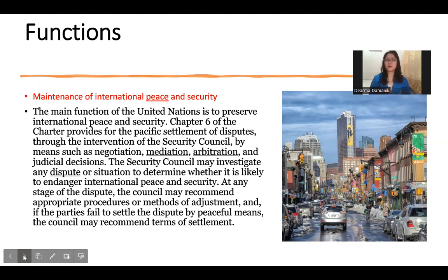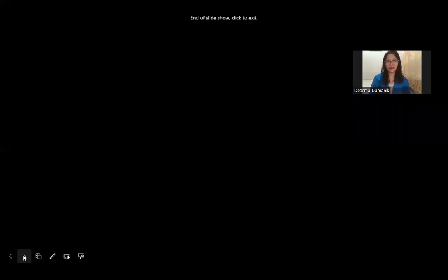Chapter 6 of the Charter provides for the peaceful settlement of disputes through the intervention of the Security Council by means such as negotiation, mediation, arbitration, and judicial decision. The Security Council may investigate any dispute or situation to determine whether it is likely to endanger international peace and security. At any stage of a dispute, the Council may recommend appropriate procedures or methods of adjustment, and if the parties fail to settle the dispute by peaceful means, the Council may recommend terms of settlement.